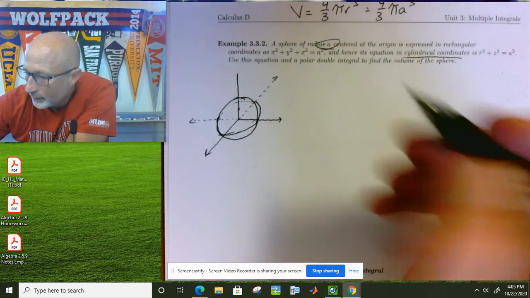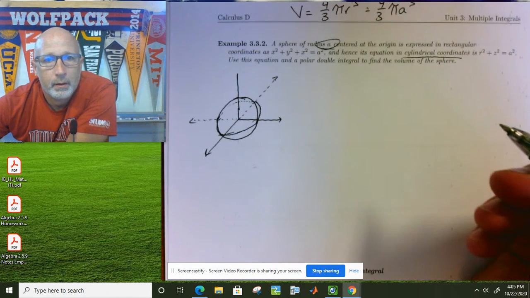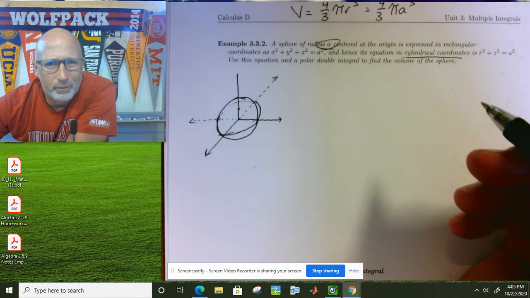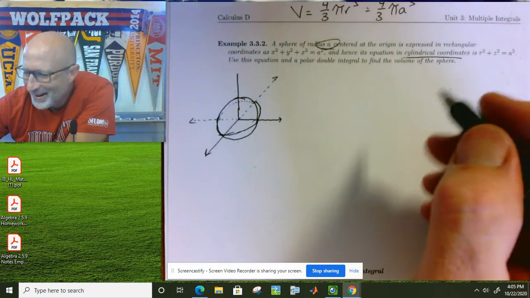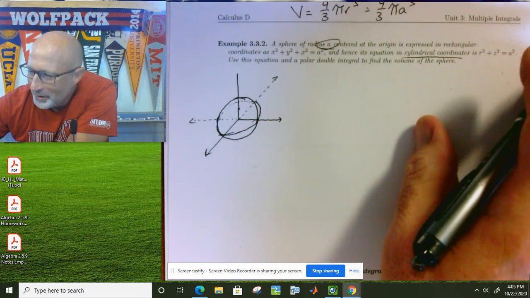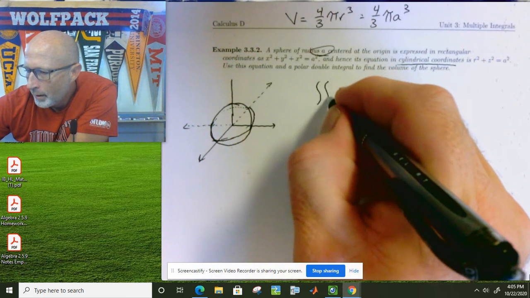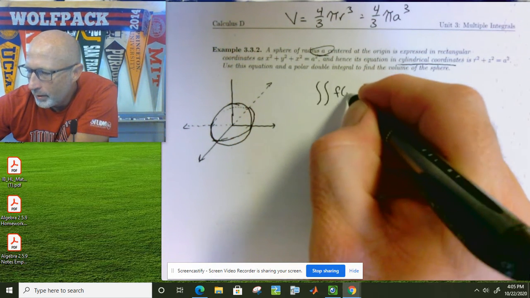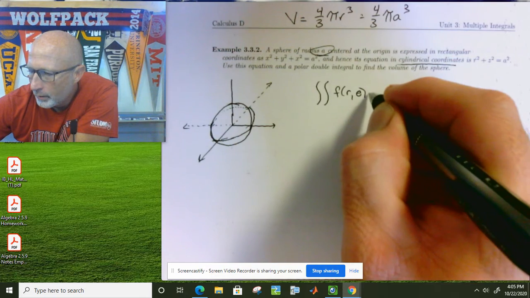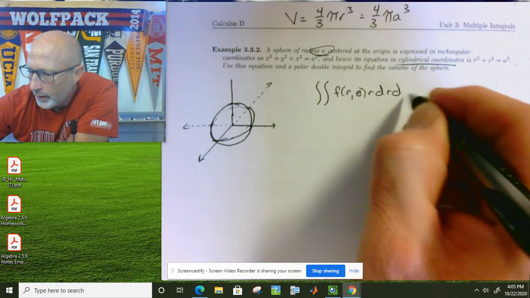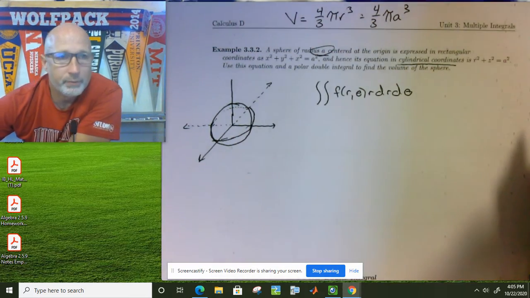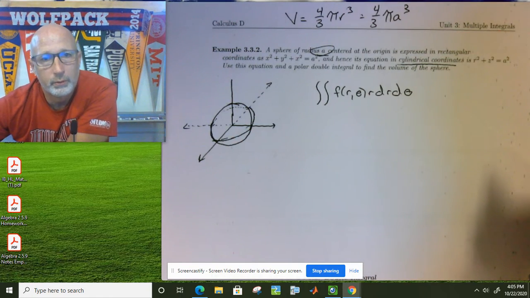Okay, so I guess it looks just something like that. Okay, that is a really awful sphere. I'm sorry about that. So what I'm going to do is find the volume by using the double integral of f of r, theta, r dr d theta. Now, I have to determine what my r region is going to be.